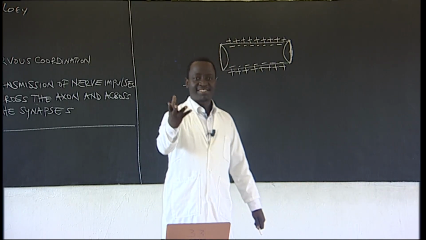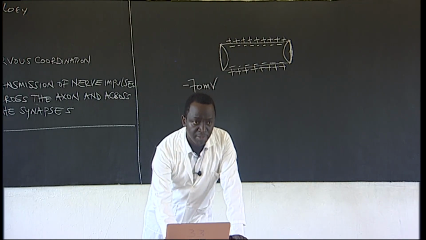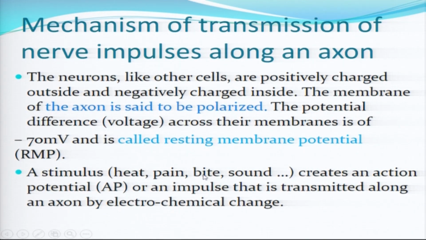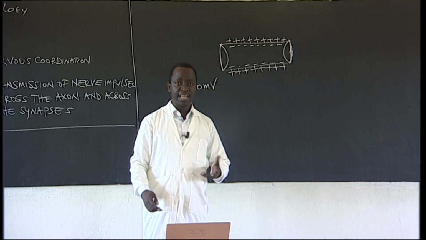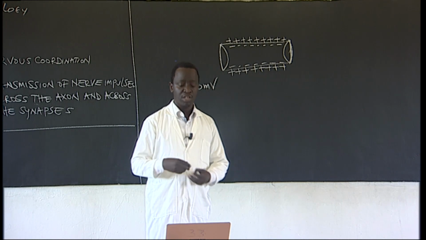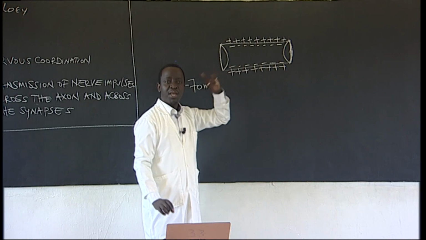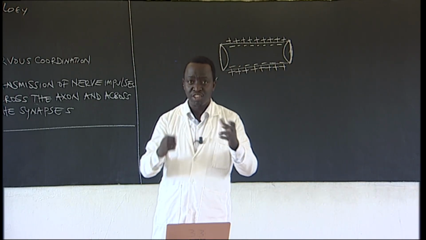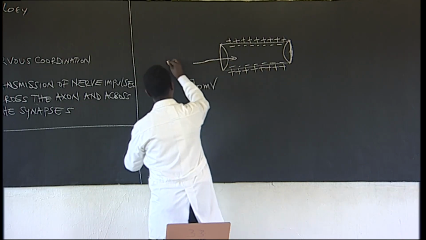Now, that's when the stimulus happens. When there is a stimulus, for example heat, pain, a bite, sound and so on. Remember, we have talked about the stimulus. What is a stimulus? It is any change that can happen in the body, either from the external environment or the internal environment of our body. So when there is this stimulus, what is going to happen here? The action potential, or what you call the message, is going to be generated. Suppose there is a message that is coming because there is a stimulus.